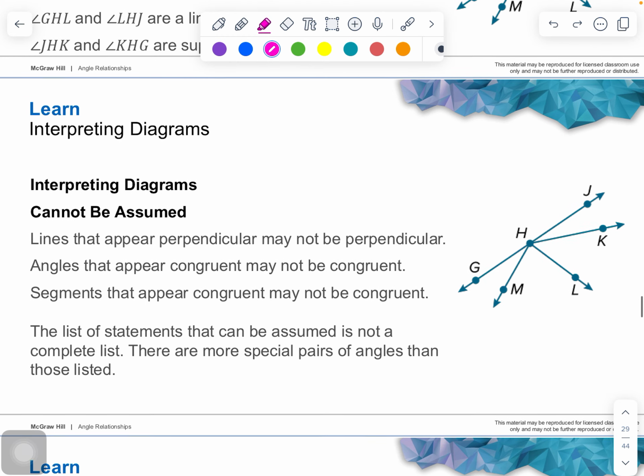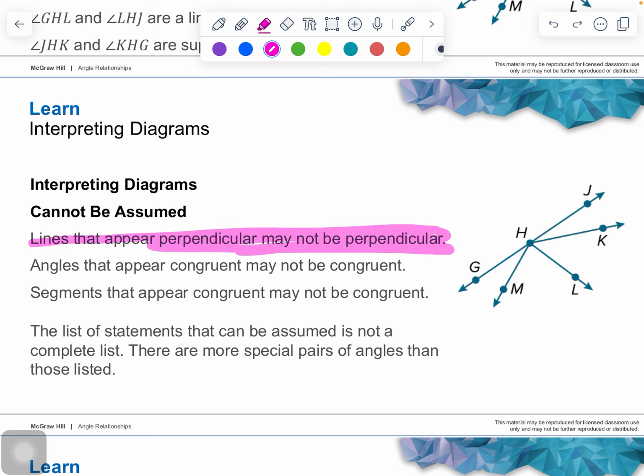Okay. Things you cannot assume, and these are the ones that get us in trouble. These are not a total list of statements, but these are things that I see pretty frequently. Lines that appear perpendicular may not be perpendicular. Guys, I can't highlight this enough. Just because it looks perpendicular doesn't mean it is. I see this all the time.